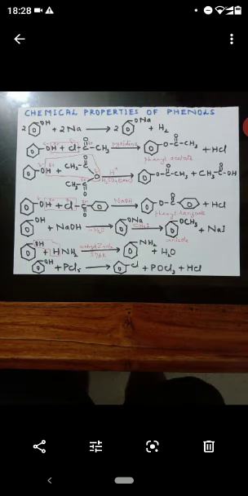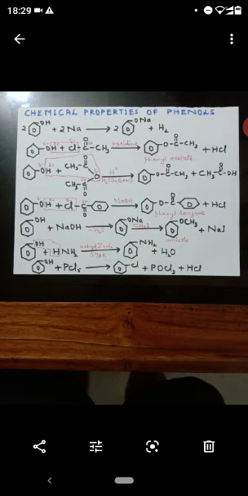So the first reaction you can see is the reaction with sodium metal. When phenol reacts with sodium, what does it give? Sodium phenoxide, and hydrogen gas is released. What does this prove? It proves that phenol is acidic in nature. This reaction you have seen in alcohol also.